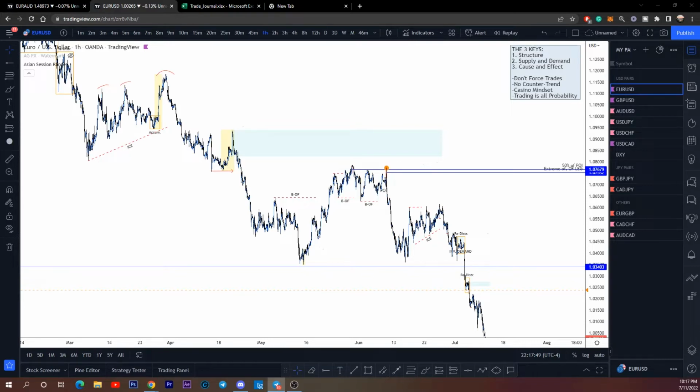Okay. The first thing you must know about reaccumulation and redistribution is that they are continuation moves. Meaning that they're going to happen inside of trending markets, right? Whether the market is trending lower, whether the market is trending higher. These continuation moves are what continues the market in that direction. It's pretty self-explanatory.